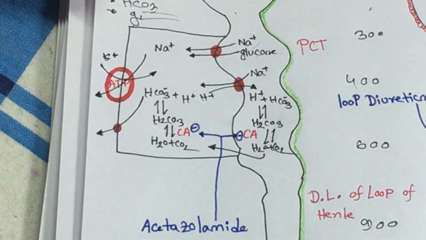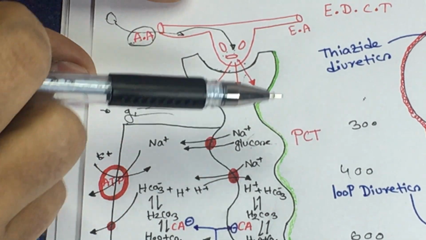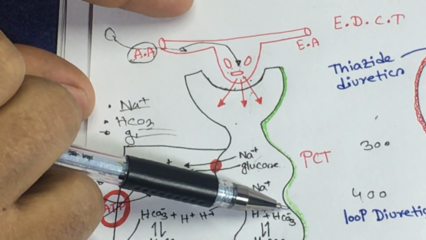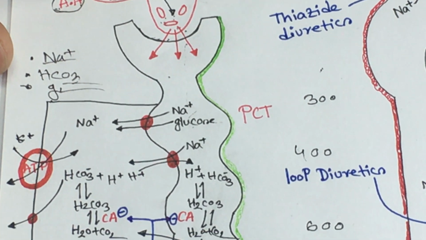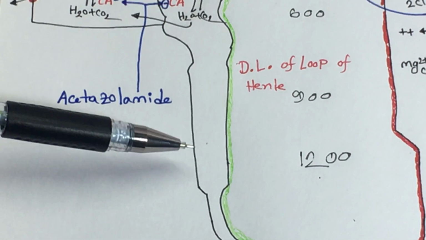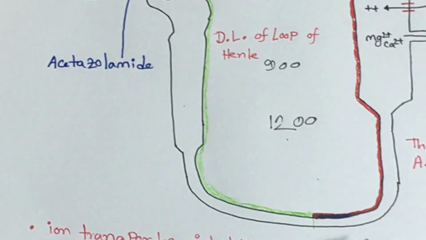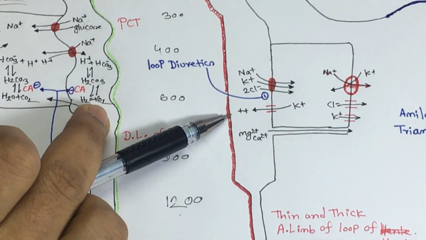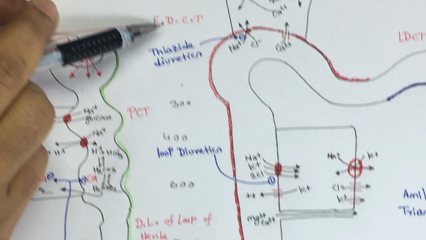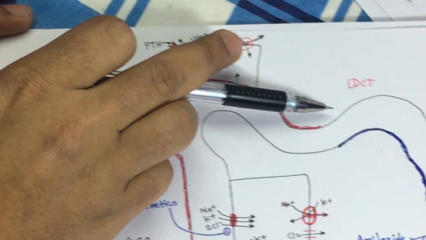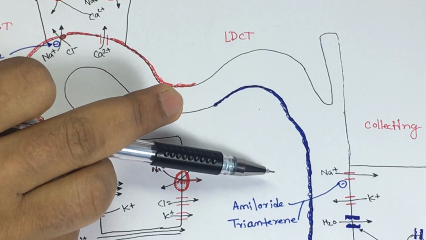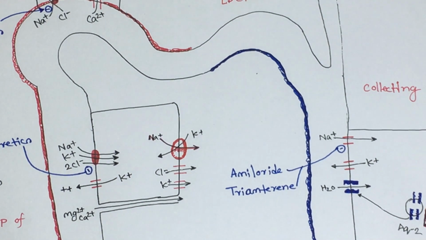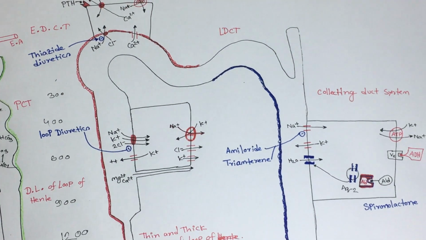So this is the proximal convoluted tubule of the nephron. This is the descending limb of the loop of Henle. This is the thin ascending limb of the loop of Henle. This is the thick ascending limb of the loop of Henle. This is the early distal convoluted tubule. This is the late distal convoluted tubule. This is the collecting duct system, which is the last part of the nephron.